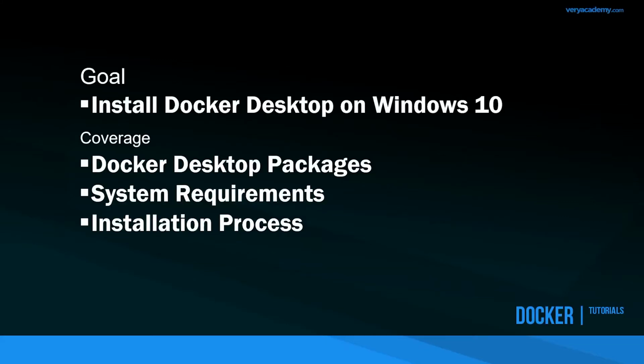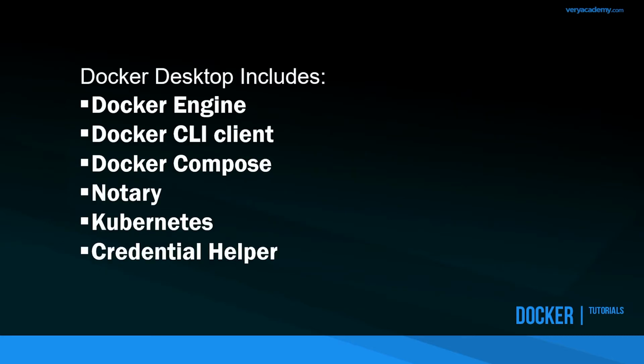Here we're going to install Docker Desktop to a Windows 10 machine. I'll quickly run through the Docker Desktop packages that were installed with the Docker Desktop installation, and then have a look at the system requirements and go through how you can check for those. And then we go through the actual installation process, which is a fairly simple process. Docker Desktop comes with all the packages that you'll need to get started, including the Docker Engine, CLI, and Docker Compose.